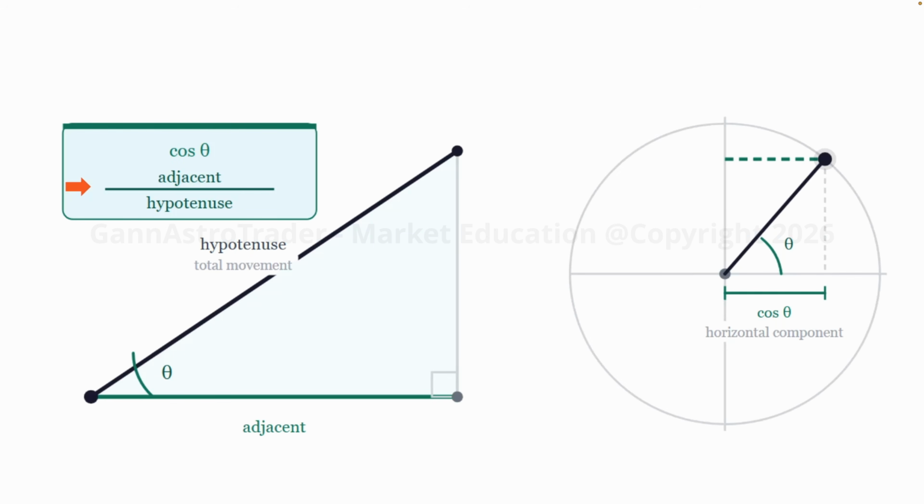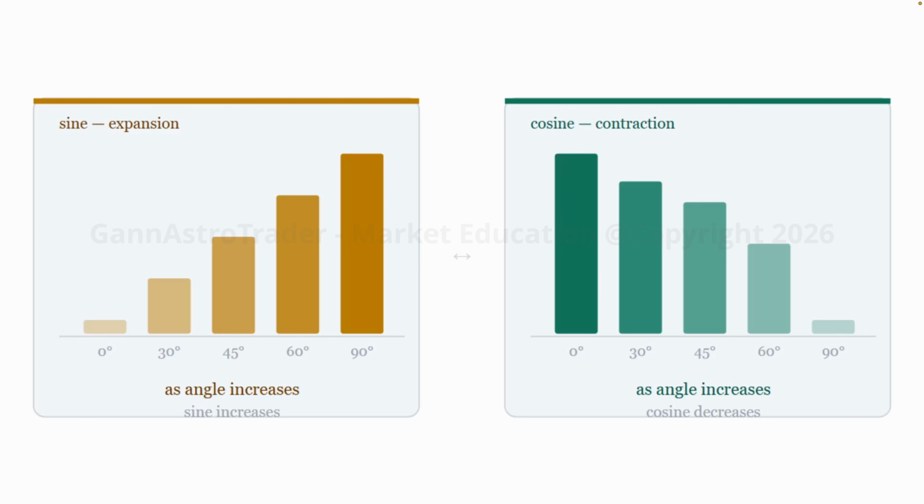Cosine measures the horizontal component of movement. In a right triangle or circle, cosine is defined as the ratio of the adjacent side to the hypotenuse. This means cosine tells us how much of the original movement remains when viewed from a horizontal perspective. This is the key idea. If sine represents expansion, cosine represents contraction.